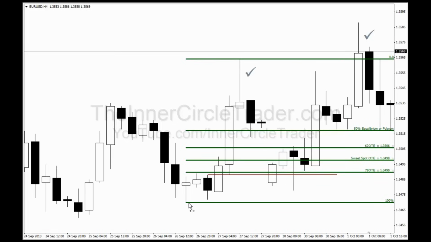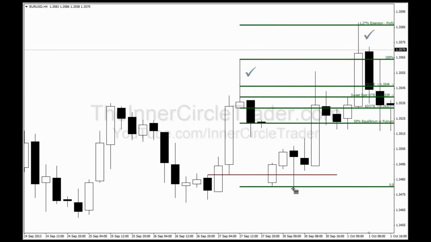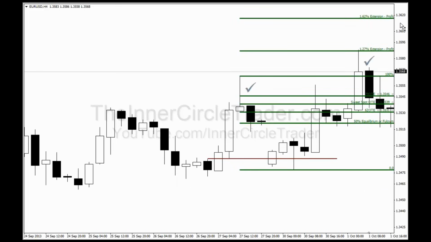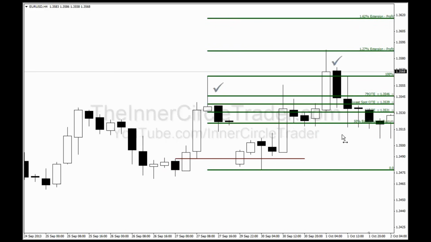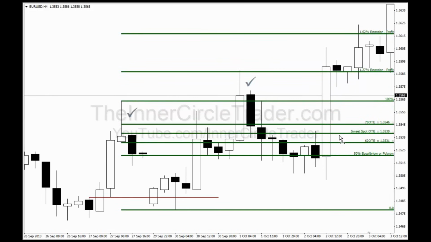Okay, and again, looking for upside objectives, you would reverse your fib from the high down to the low. Here's your 127 extension and your 162 up here. You can see it hits it right there.